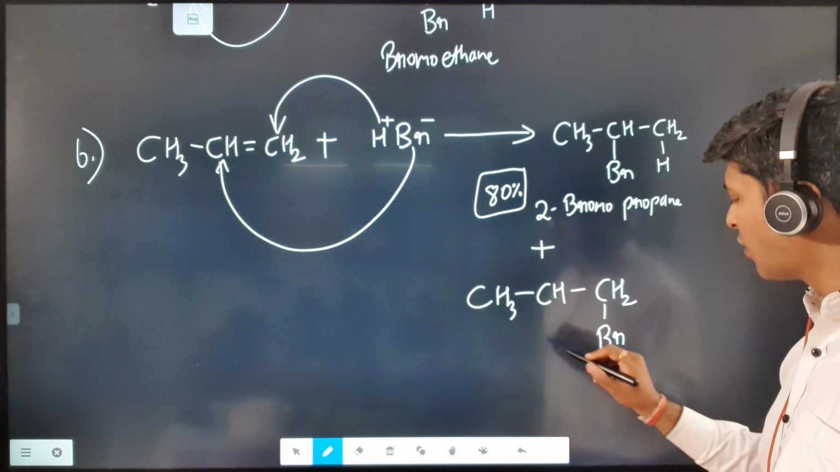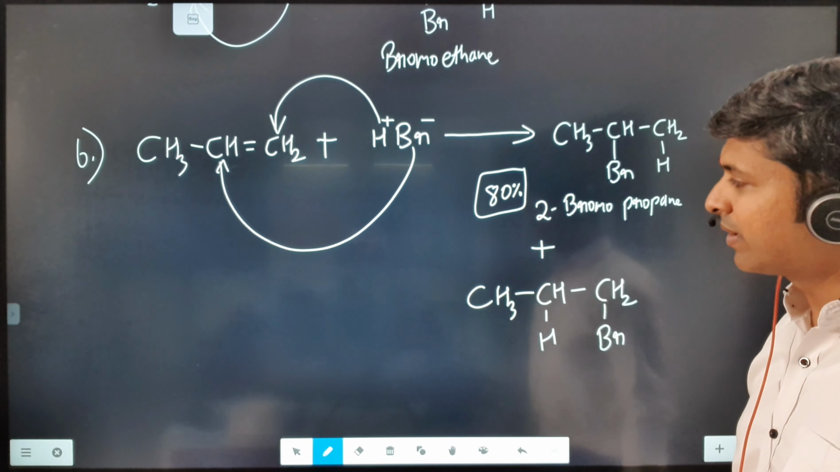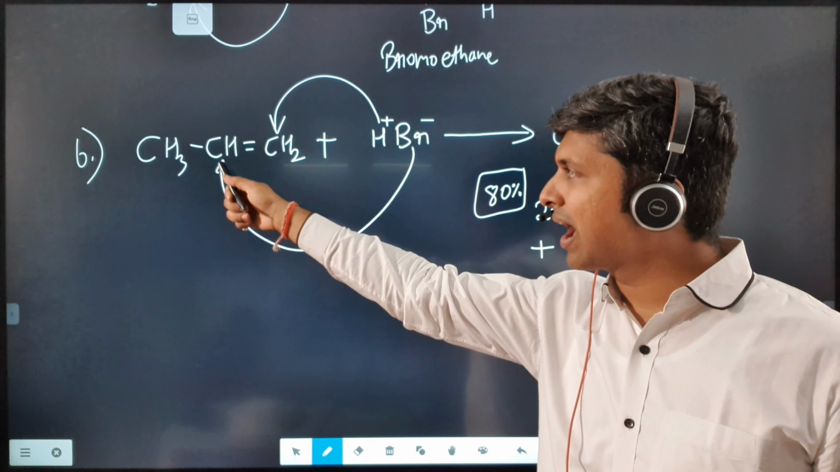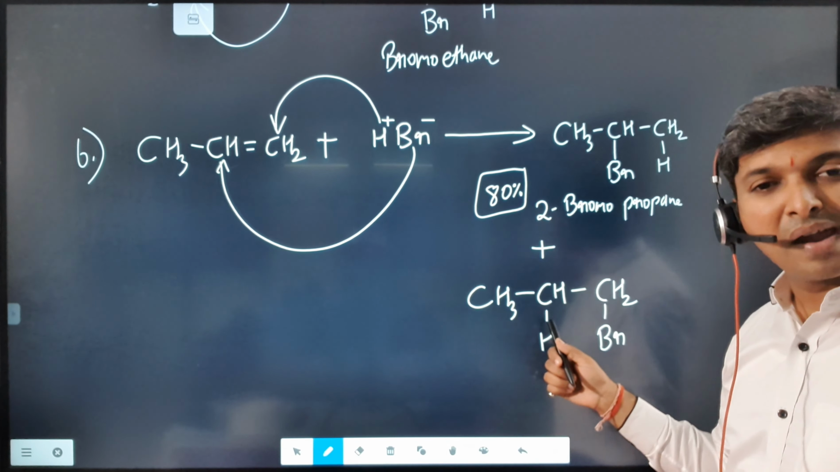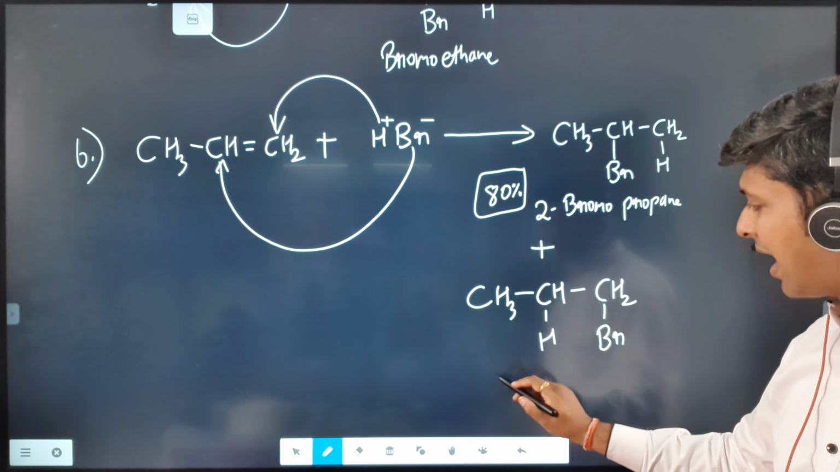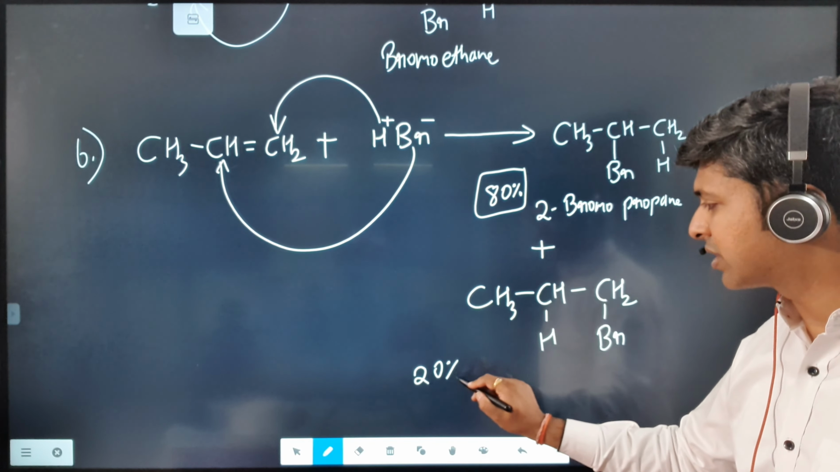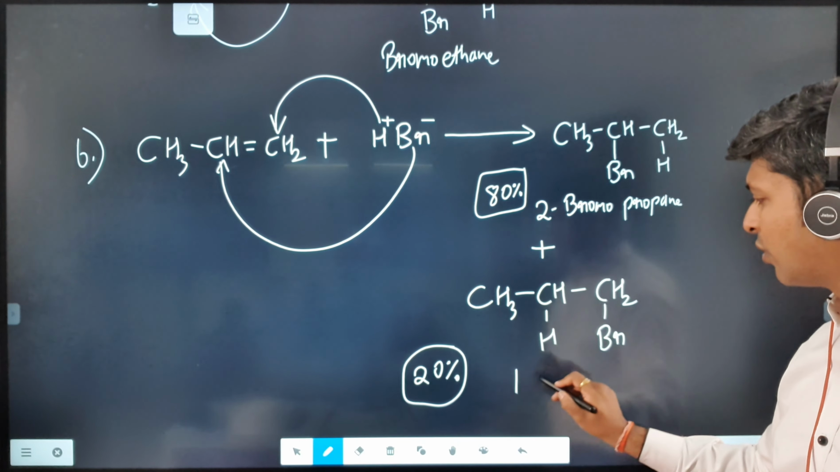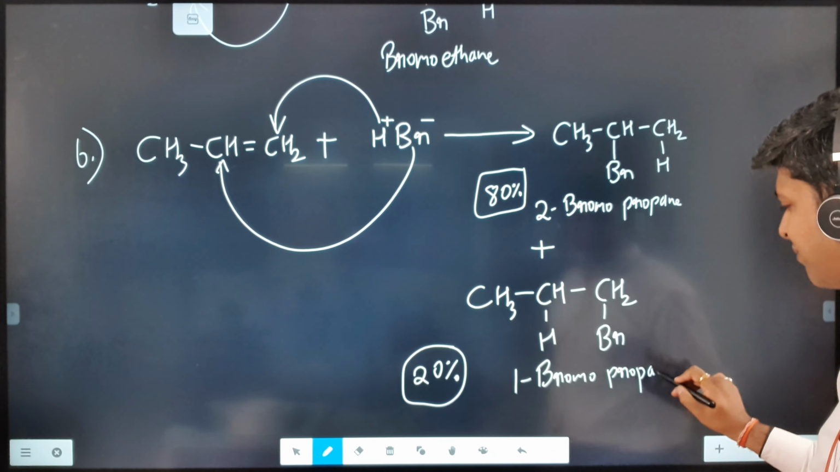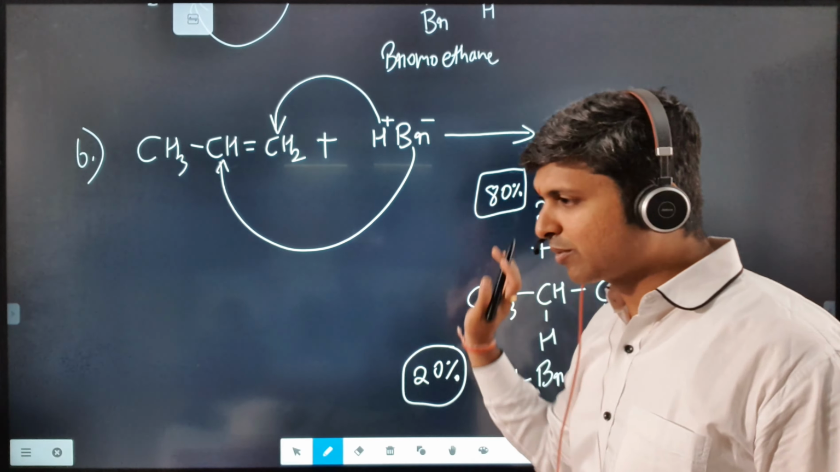The other products which are not following the rule. In this case, what is happening? Pay attention. The positive part has got attached to the carbon having the least number of hydrogens and the negative part has got attached to the carbon having the most number of hydrogens. It has become reversed, against the rule. But how many such molecules will there be? 20%. And this is going to be 1-bromopropane. Okay, this is 2-bromopropane, 1-bromopropane.